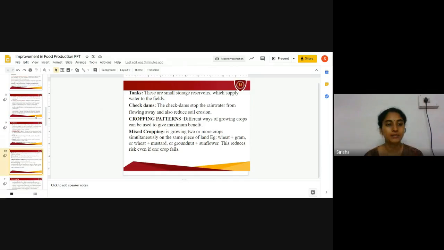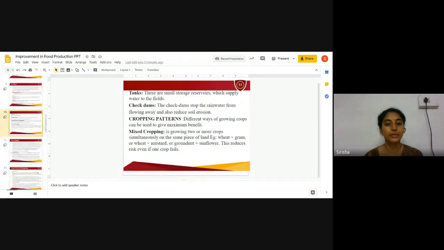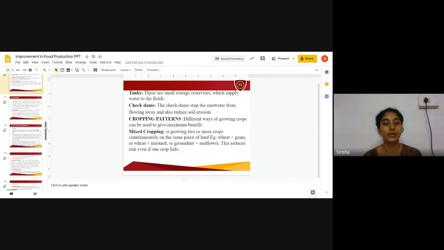Cropping patterns. Let us see what the cropping patterns are. Mixed cropping is growing two or more crops simultaneously, like wheat and gram, wheat and mustard, or groundnut and sunflower. This reduces risk even if one crop fails.